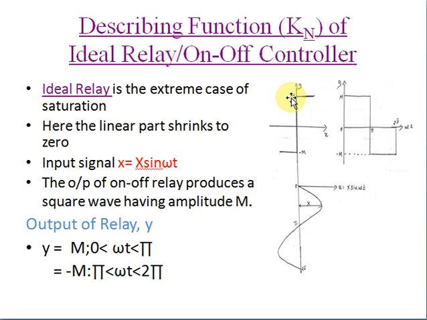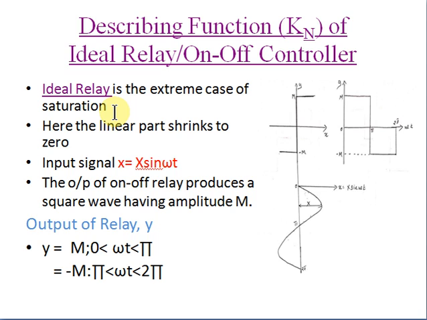and it retains the value up to the time when it is turned off. Therefore, the ideal relay produces an output like a square wave as shown in the figure, if we are considering the input x equal to x sin omega t. Also, this ideal relay is an extreme case of saturation.